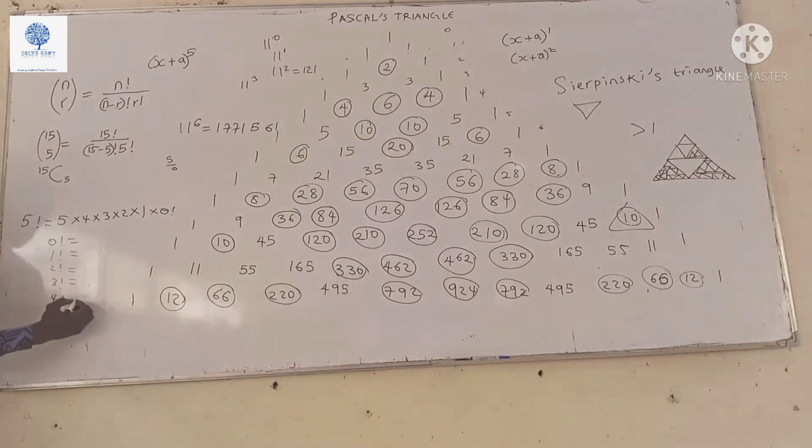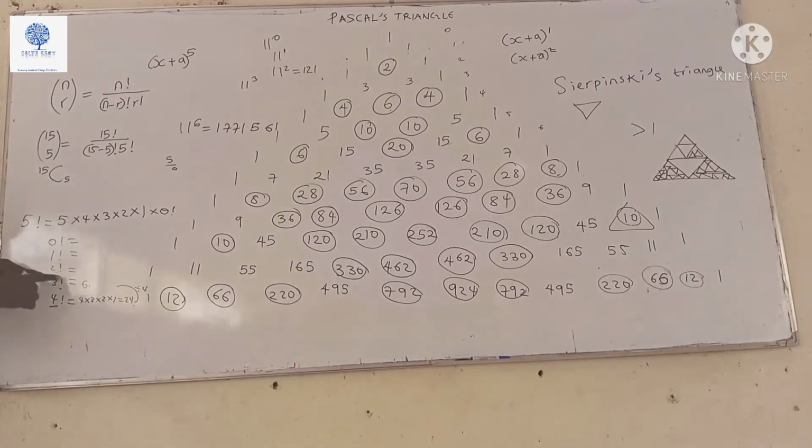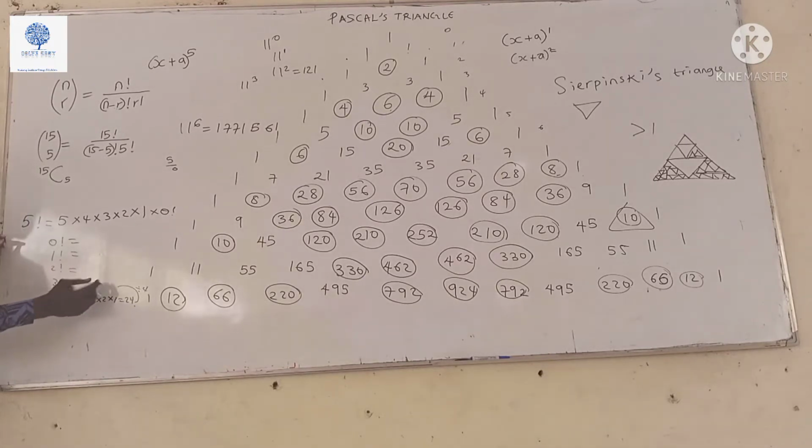Now 4 factorial is dealing with 4 times 3 times 2 times 1, right? And let me write this here, this is equal to 4 times 3 is 12. 12 times 2 is 24. 24 times 1 is still 24. To get to 3 factorial, we will say 24 divided by 4. This 4 here. 24 divided by 4 is what? 6.